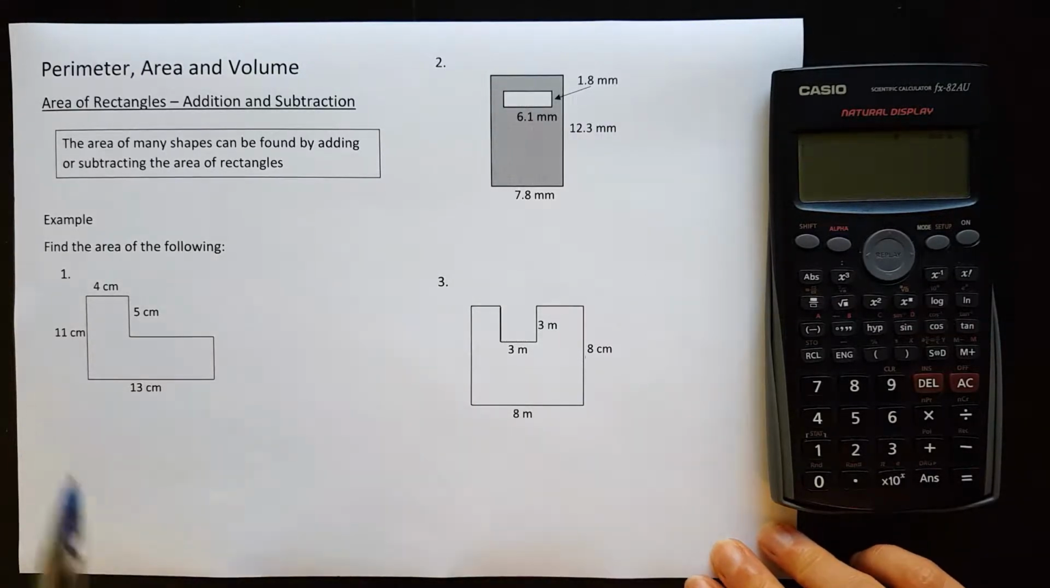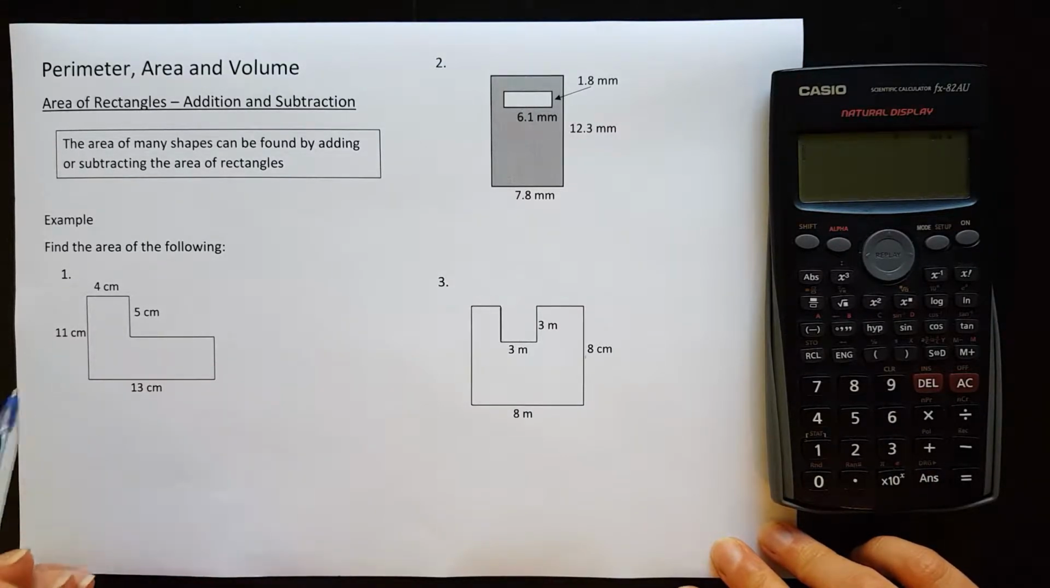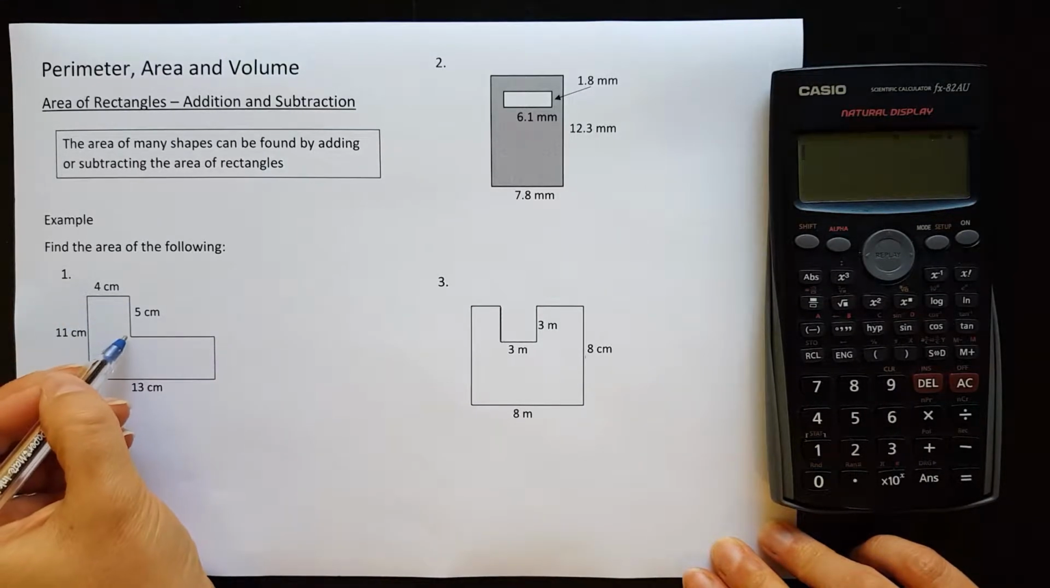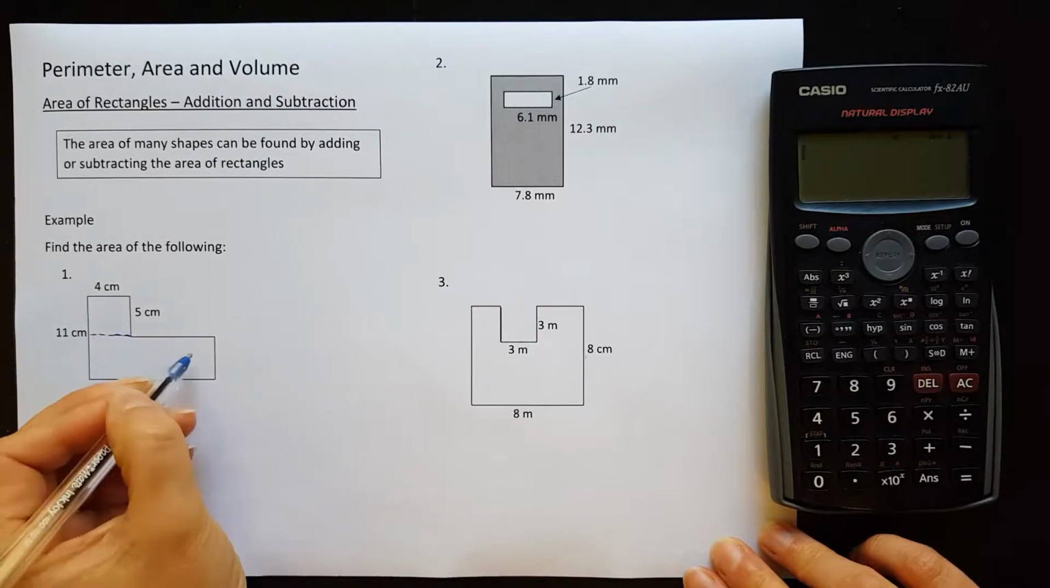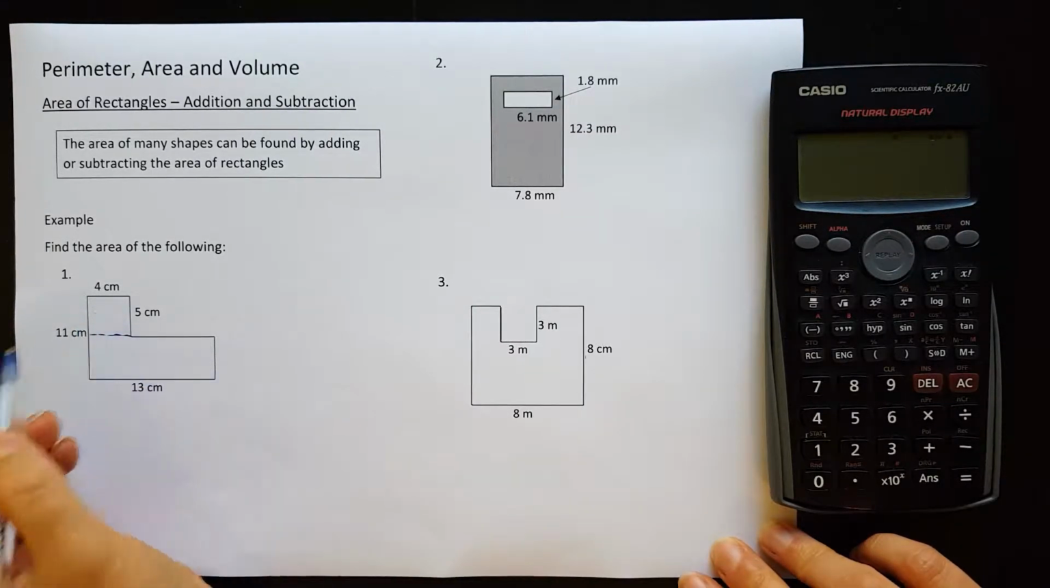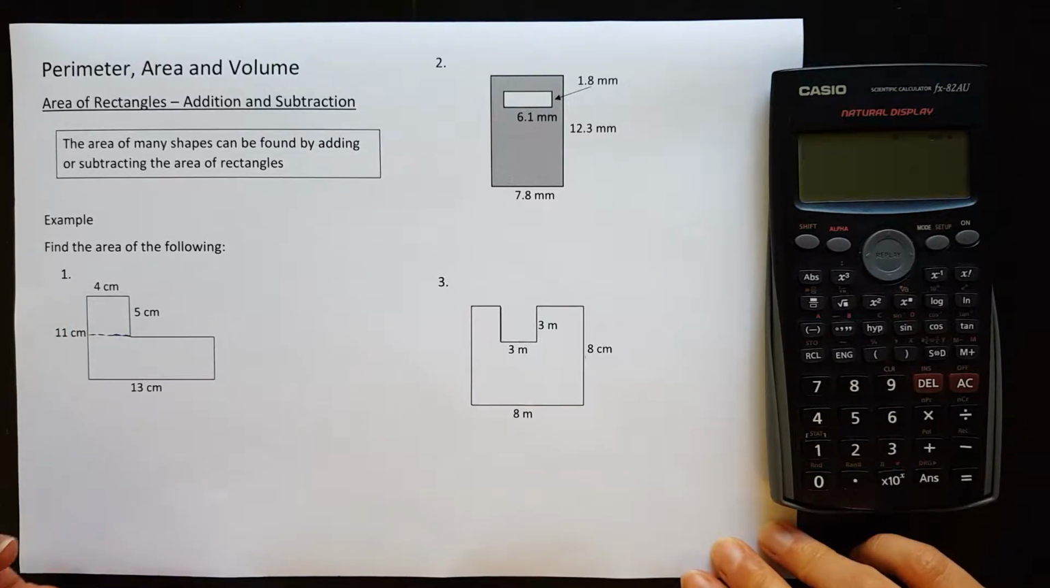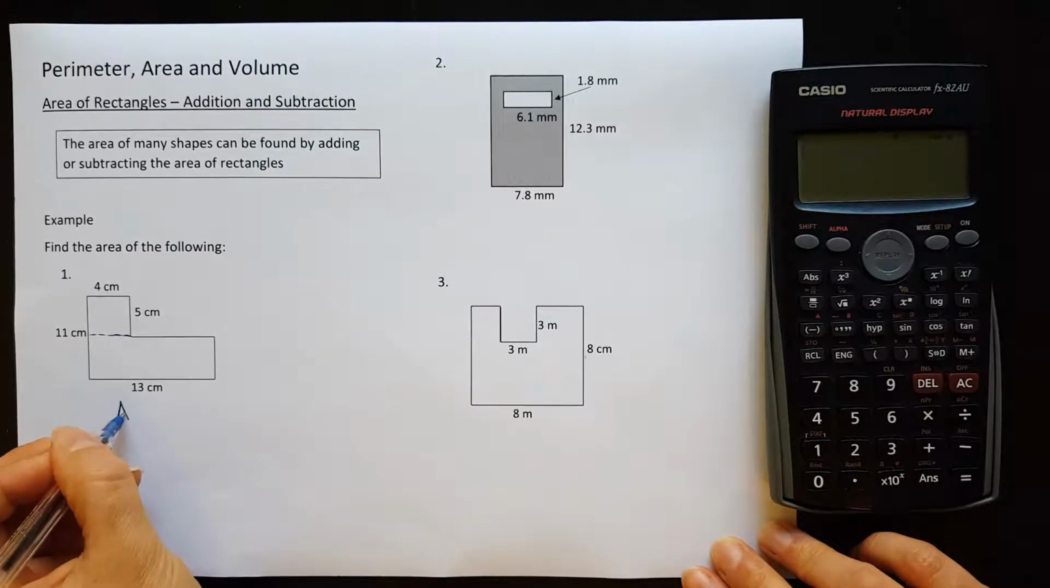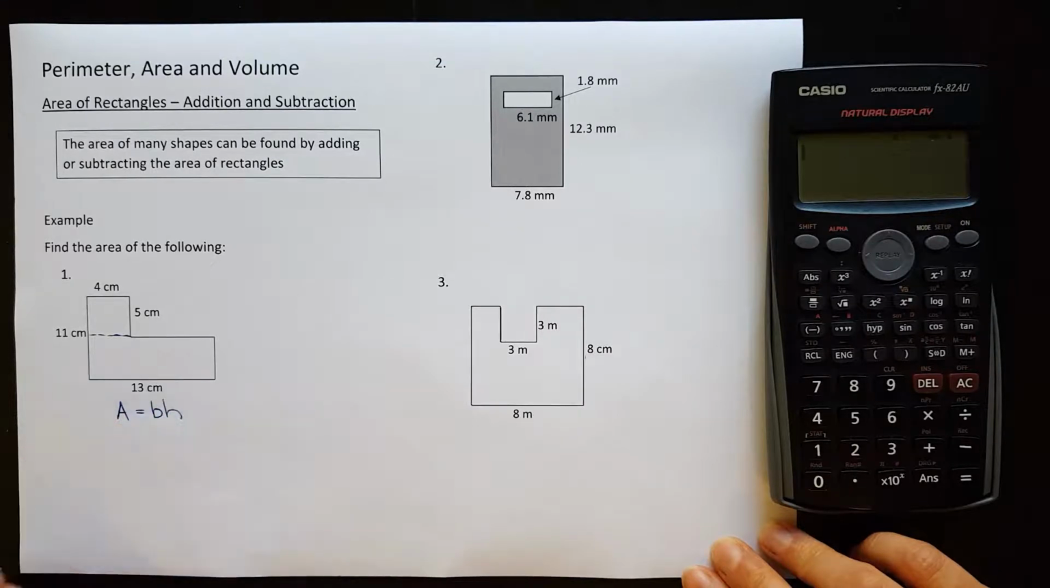So what we can do if we want to find the area of a shape like this is we can try to cut the shape into rectangles. For this one, I could draw a little line across here, making a nice big rectangle down the bottom and a smaller rectangle up here on the top. I am going to find the area of each of those rectangles and add them together to find the total area of my shape. Now remember that the area of a rectangle is A is equal to base times height.